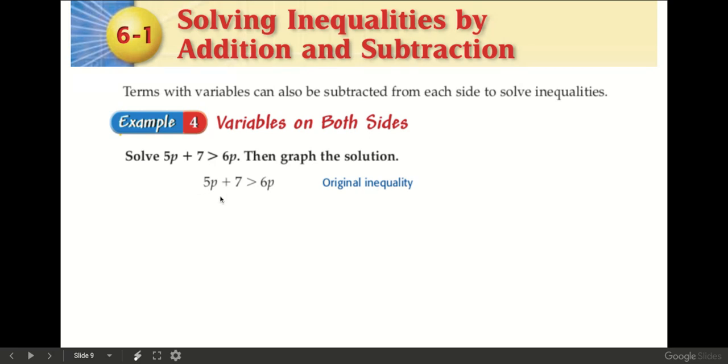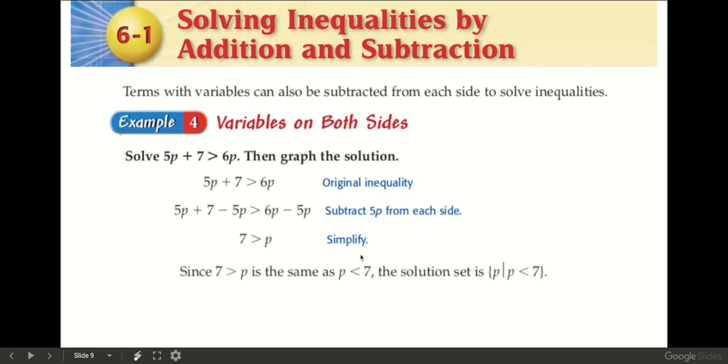So I can start by getting rid of the 5p on this side. I just have to subtract 5p on both sides. So 5p minus 5p makes 0, which leaves me with just the 7. And then 6p minus 5p is just p. So I have 7 is greater than p, or p is less than 7, right? I could write it like this. These two things mean the same thing. And so here's my answer.